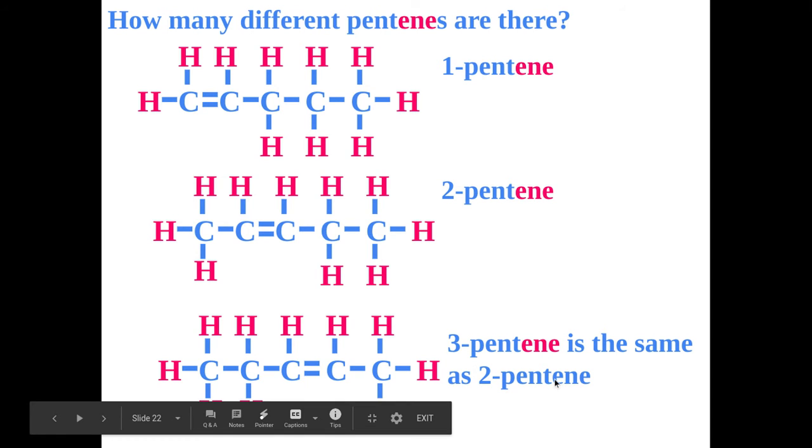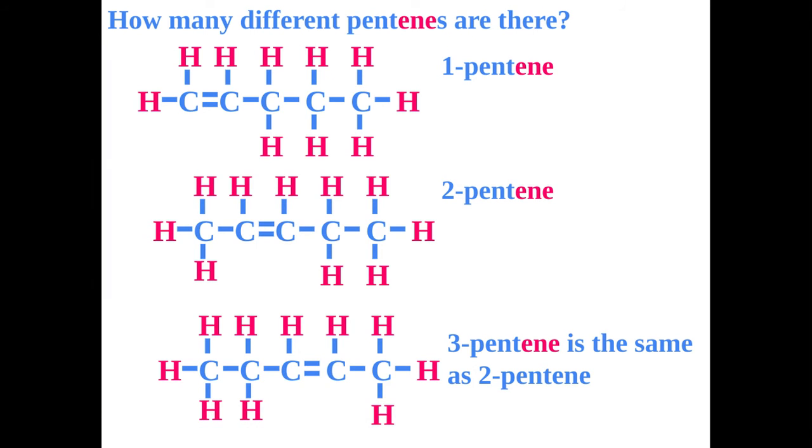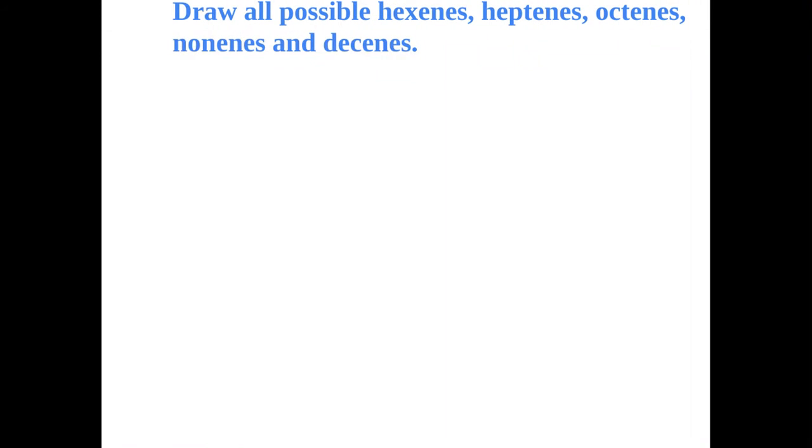3-pentene is the same as 2-pentene, so we use the lower number, and there is no such thing as 3-pentene. 3-pentene is actually 2-pentene. So how many different pentenes are there? The answer is 2. 1-pentene and 2-pentene. All right, this is where it gets a little crazy.